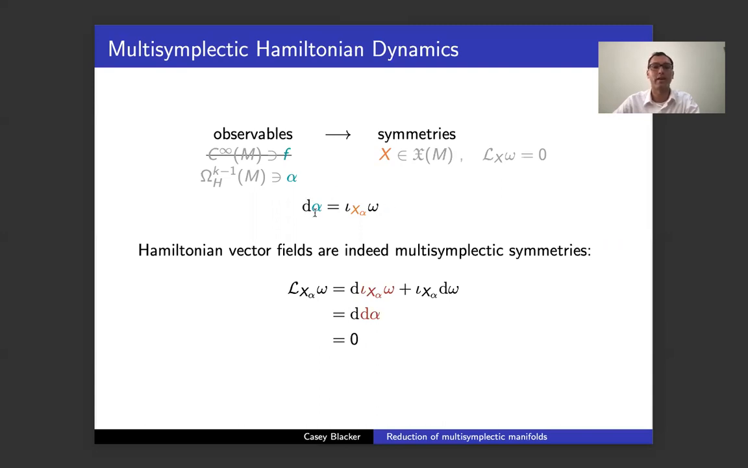which bears this relation with alpha. It's no longer the case, additionally, that all k-1 forms have such an X. So those that do, we'll call Hamiltonian k-1 forms. And the vector fields on M which lie in the image of this map, we'll call Hamiltonian vector fields. And then it's straightforward to show that Hamiltonian vector fields do indeed preserve the multisymplectic form omega.